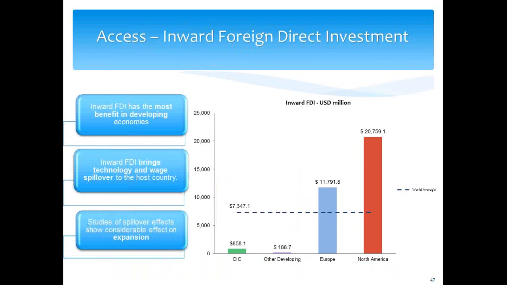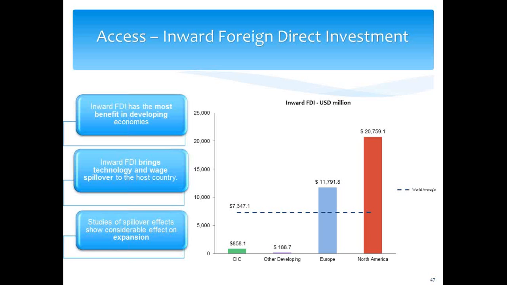Next, we've explored inward FDI. So this too, from the 1980s all the way to 2011, inward FDI has most benefit to host countries which are developing or have heavily protected domestic sectors. Inward FDI also brings technology and wage spillover to the host country, and this flow is actually the very essence of the catch-up effect and greatly accelerates an economy if absorbed within the right parameters. And lastly, studies of spillover effects have had diverse conclusions, with most results showing considerable positive effects on expansion, but the lack of exact causes.